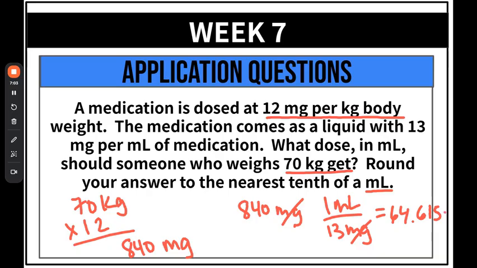64.615 milliliters. But they want our answer rounded to the nearest tenth. So let's take a look at the tenths place. We've got 6, and we see that the number after it is smaller than 5. So the 6 is going to remain the same. So we get 64.6 milliliters of medication.